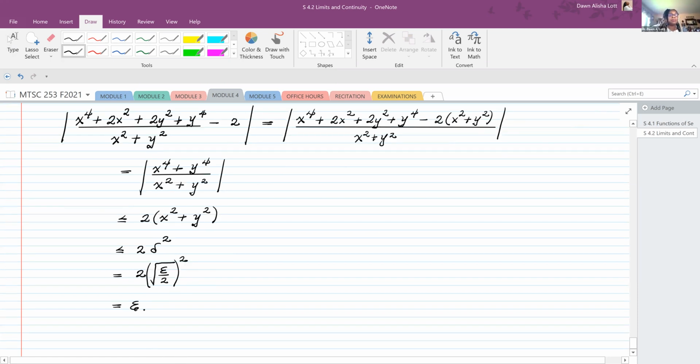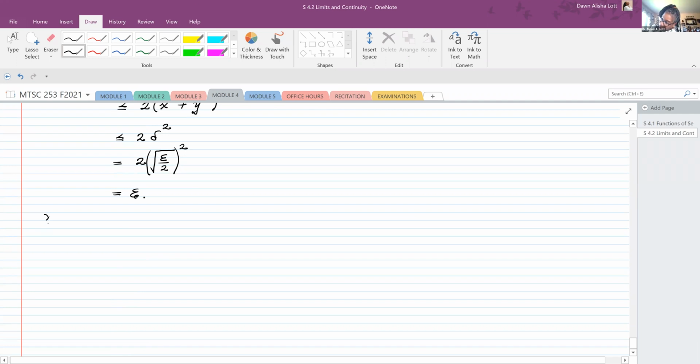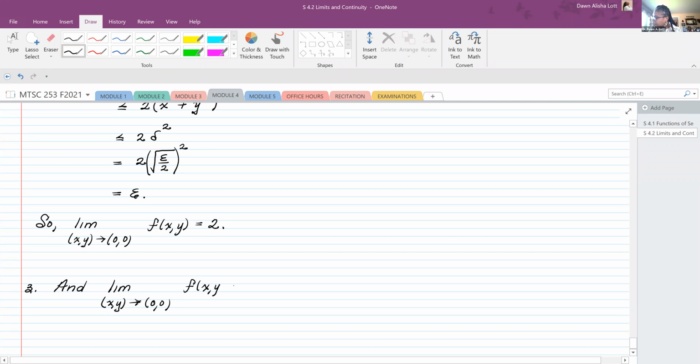Woo, there we go. So after all that we have proven that the limit as xy approaches 0, 0 of f of xy is equal to 2. And then the third part of the continuity test, they are equal. The limit as xy approaches 0, 0 of f of xy is equal to f of 0, 0.